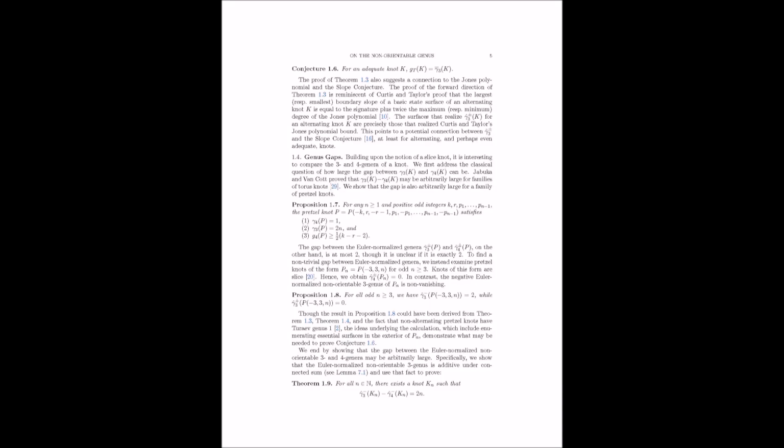Okay, that covers 1.3. The key here is the clean link between the Euler-normalized genus being 0 and the knot being alternating. Happy with that? Absolutely. Let's move to 1.4, the gaps.